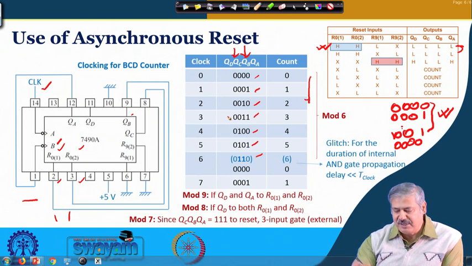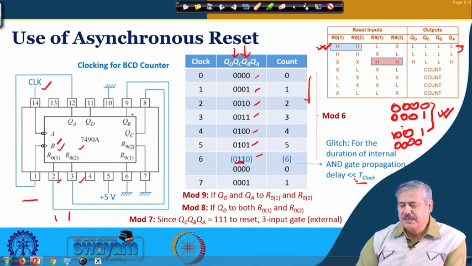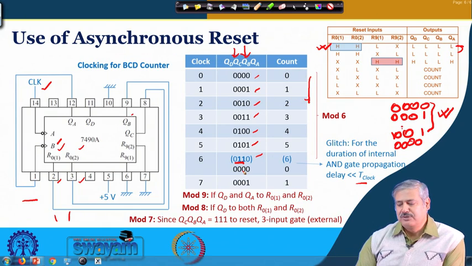This is the first time in this counting sequence that QC and QB are both becoming 1. When both of them become 1, immediately, after that short propagation delay, which is much less than the time period of the clock, it goes to 0000. So, in that particular clock cycle, for the larger duration you effectively have 0000. So you are back to this particular state.